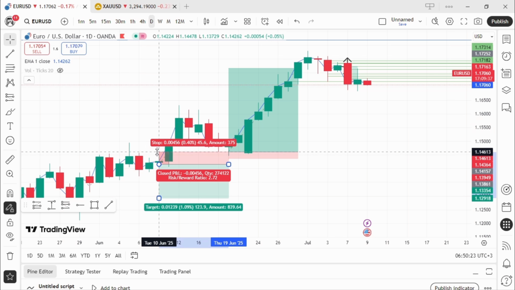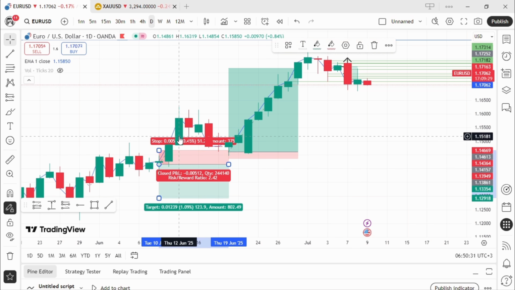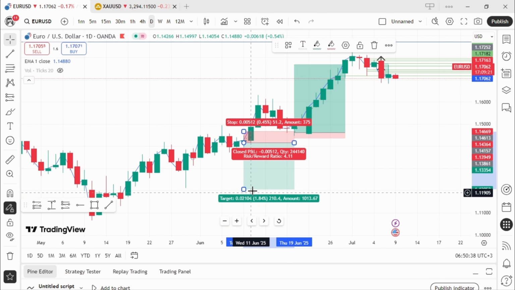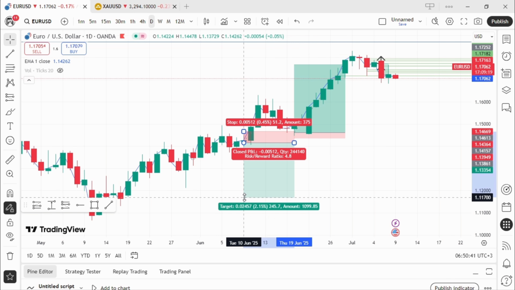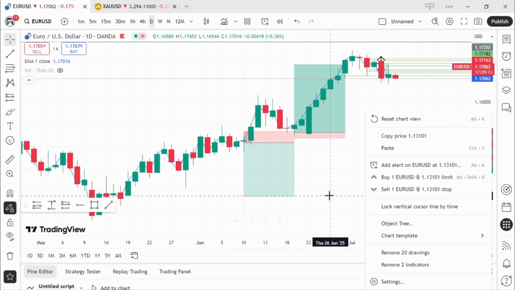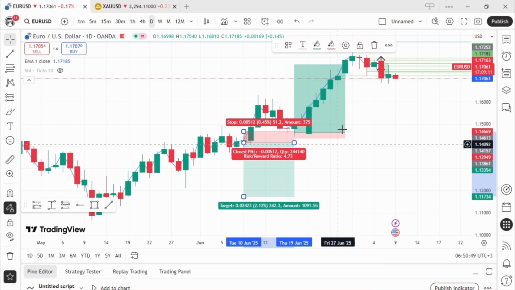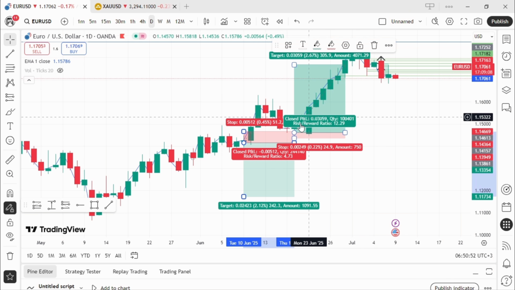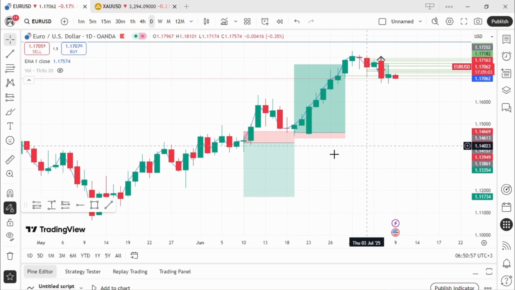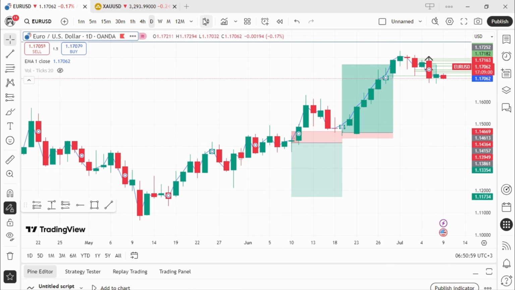Let's say you want 10 pips on Euro USD. Those are 5 pips, and then your take profit is 20-something pips. So that's it for Euro USD. Yeah, that is how you use this tool on TradingView. So the rest of it you have here.